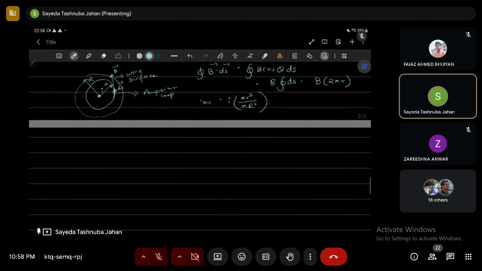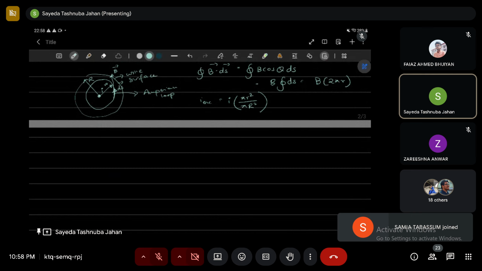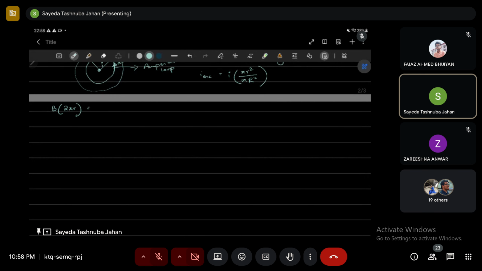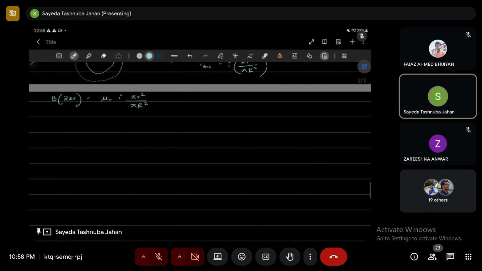So in that case, if this is the expression for your I enclosed, I can incorporate that in my Ampere's law. And after incorporating it, my expression will look like this. So the left hand side is the same as before, and the right side will become mu naught I pi r squared by pi capital R squared, and you rearrange this and you can find the expression for B, which is going to be mu naught I by 2 pi capital R squared times small r. So this is the magnetic field inside a straight wire.